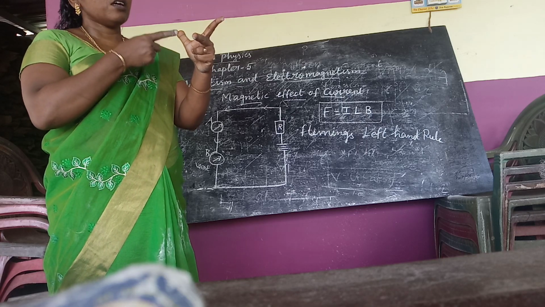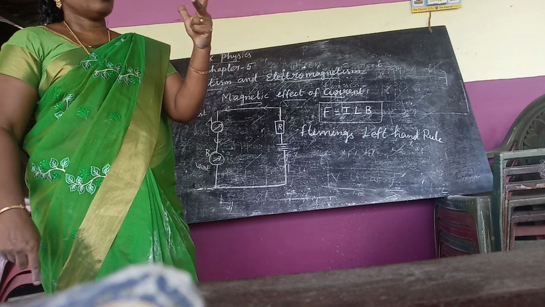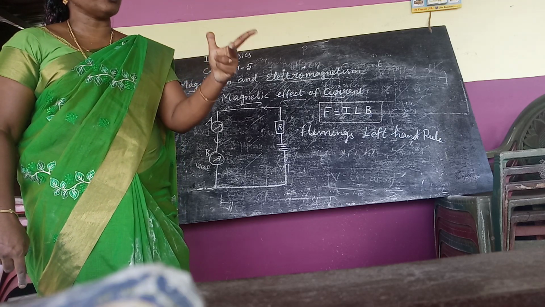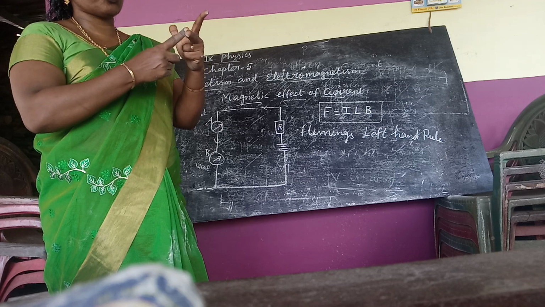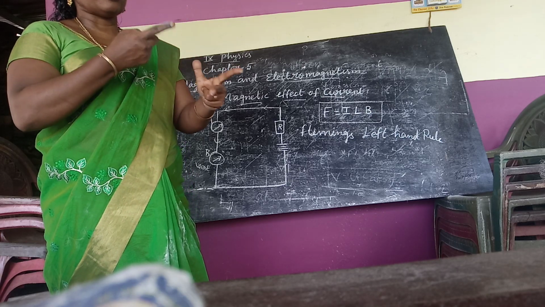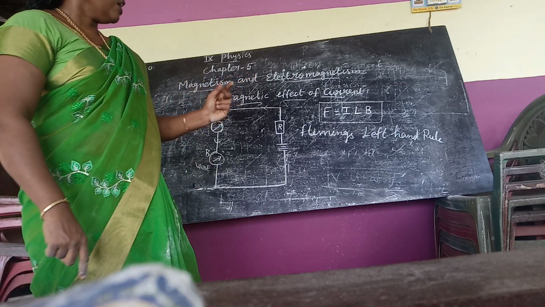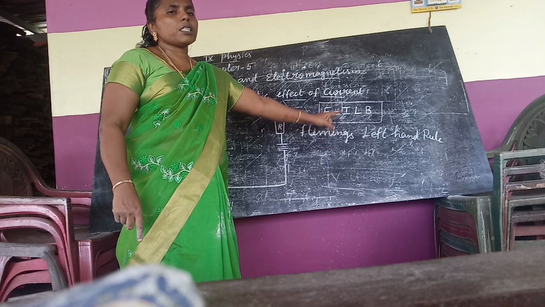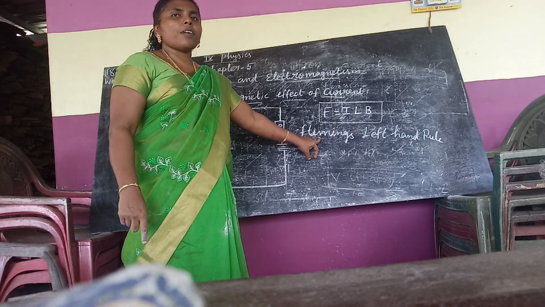Okay, then see the three fingers: middle finger, second finger and thumb, mutually perpendicular to each other. The middle finger shows the direction of current, the second finger shows the direction of magnetic field, and the thumb shows the direction of motion of the conductor. So this is Fleming's left hand rule. This is a very important question. You have to learn Fleming's left hand rule. Like this, the right hand rule is also there. Next class we will see the right hand rule. First, Fleming's left hand rule.